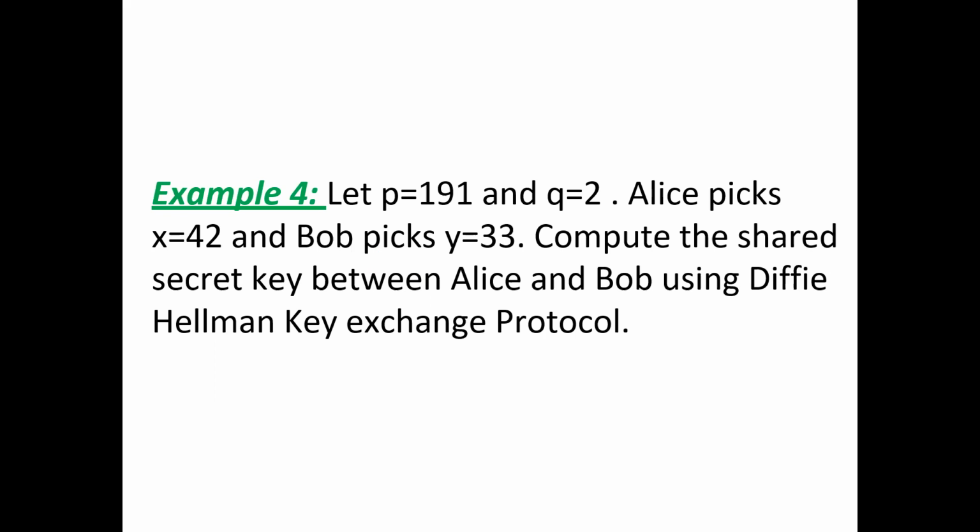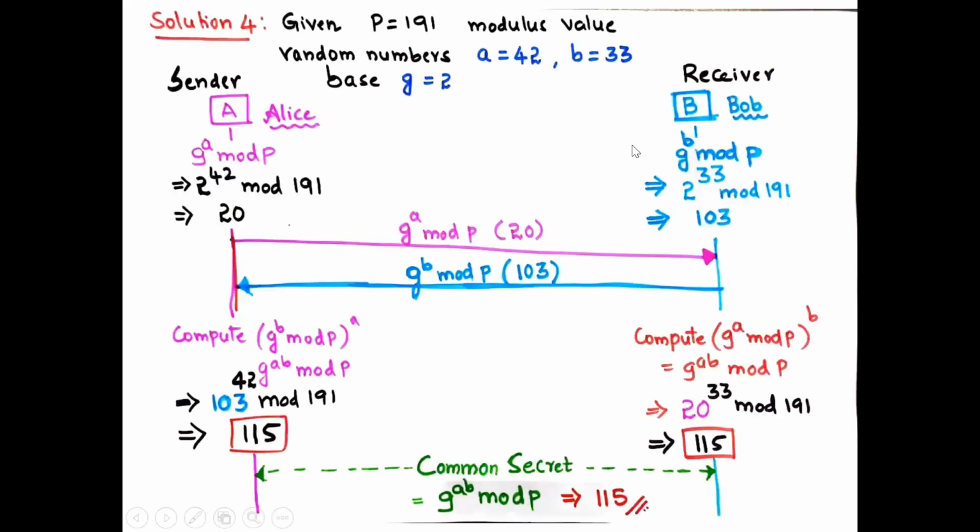Given values are P equal to 191, G equal to 2, small a, the random integer chosen by Alice, equal to 42, and the random integer chosen by Bob, small b, equal to 33. Then how to go ahead? P equal to 191 is the modulus value, a equal to 42, b equal to 33, and base G equal to 2.